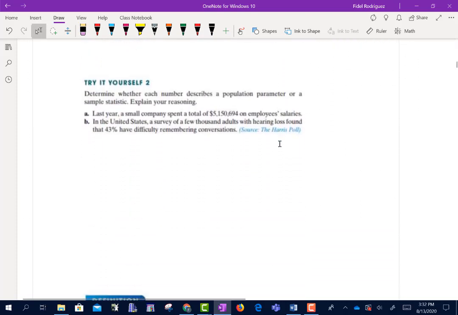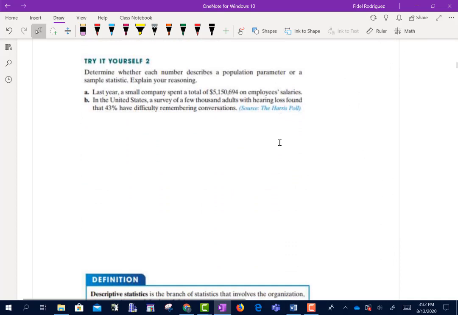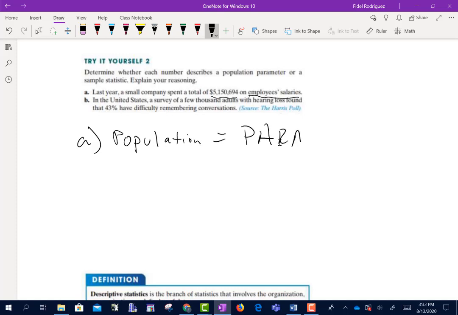All right. Okay, here's another one, similar. Determine whether each number represents a population parameter or a sample statistic. Explain your reasoning. Okay, so part A. Last year, a small company spent a total of $5,150,694 on employee salaries. Okay, so did they spend that money on some of the employees? No, it says that they spent it on the employee salaries. So we assume that it's for all of them, right? So since it's all, this means we're talking about a population, so we're referring to a parameter.